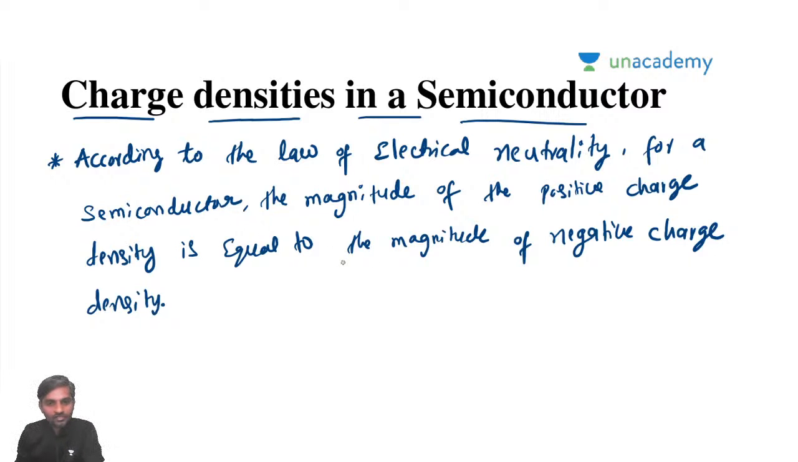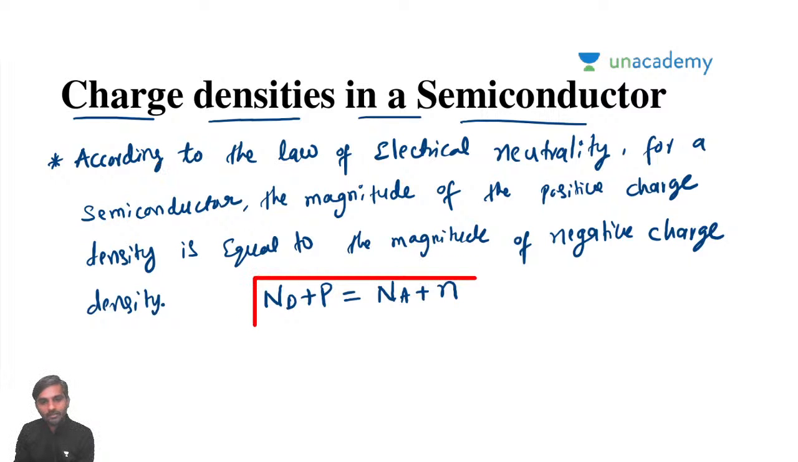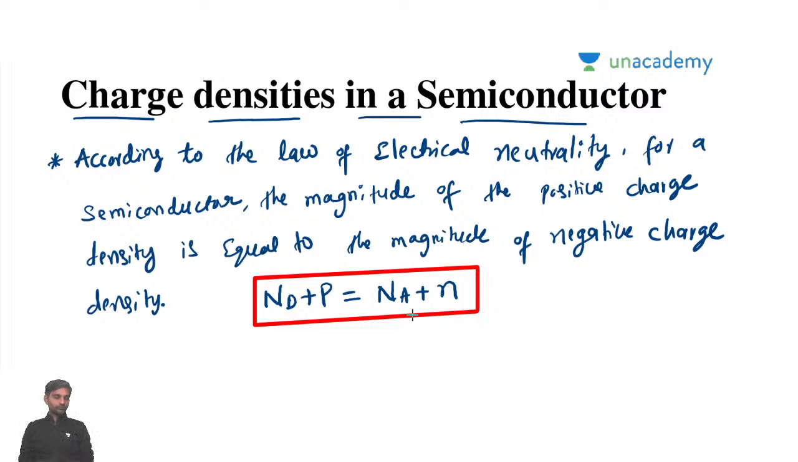Now, what is the positive charge, sir? The positive charge is going to be Nd plus p, which must be equal to Na plus n. You should remember this formula. This formula is very important. Nd plus p must be equal to Na plus n.